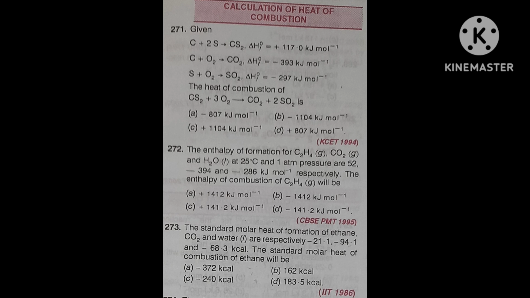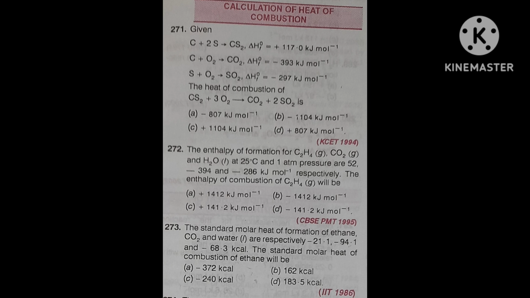The correct answer is minus 1412 kilojoule per mole. How? Now I am giving you the hint and explanation. If you have a pen, then you can at least write the important things of the hint. Then after that you can solve it.